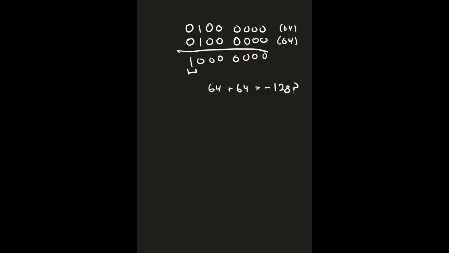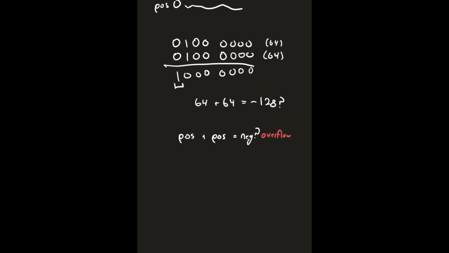So we can't actually fix this. It's just a flaw in the system. But we can detect for it. The general rule of thumb is if you add a positive and a positive number together, you somehow get a negative number. Well, that doesn't check out, so there's going to be some overflow. Right? Kind of like what happened up here.